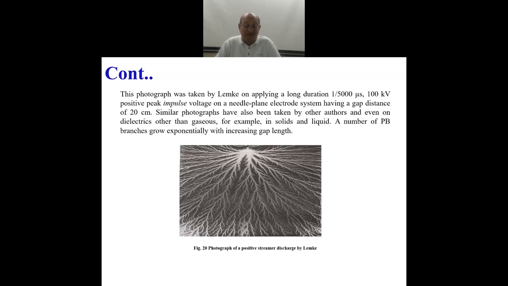A number of partial breakdown branches grow exponentially with increasing gap length. And this looks like a shower in the dark, where you can see it in the darkened lab, this kind of a shower of breakdown or shower of discharge coming out of the electrode.